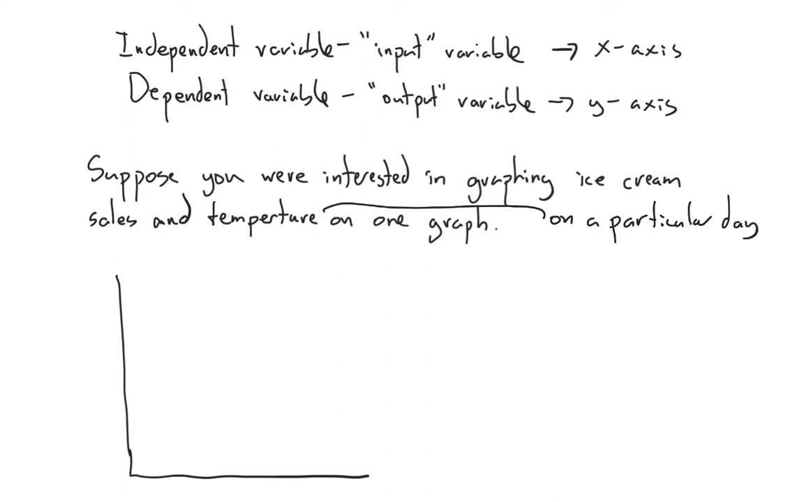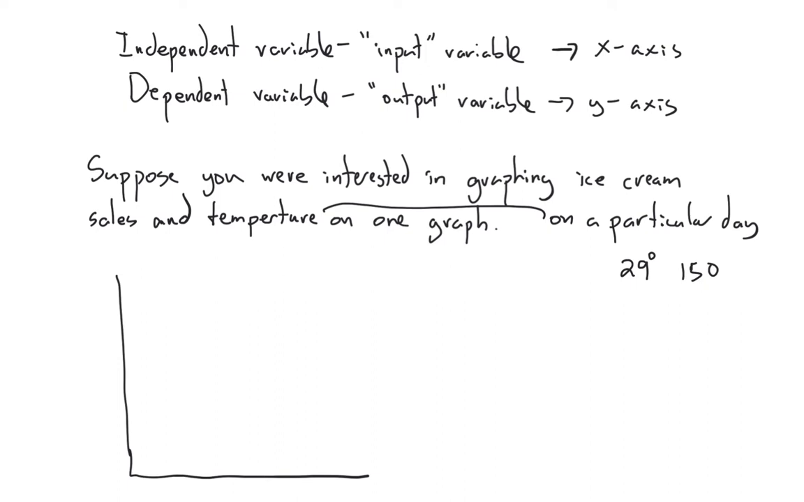So for example, maybe on one day it was 29 degrees Celsius and there were 150 ice creams sold that day. So quickly think about which of these two variables, ice cream sales and temperature, is the independent variable and which is the dependent variable. Which one affects the other? Does temperature affect ice cream sales, or do ice cream sales affect temperature?